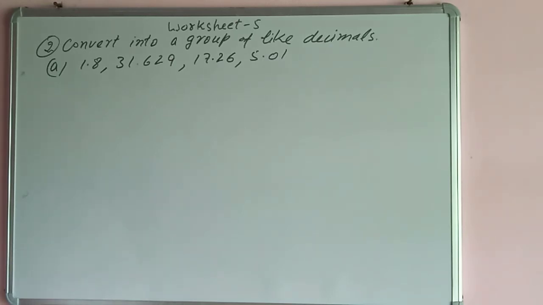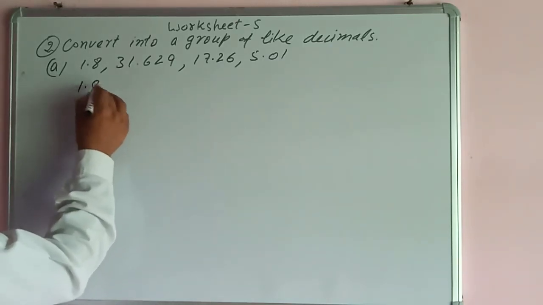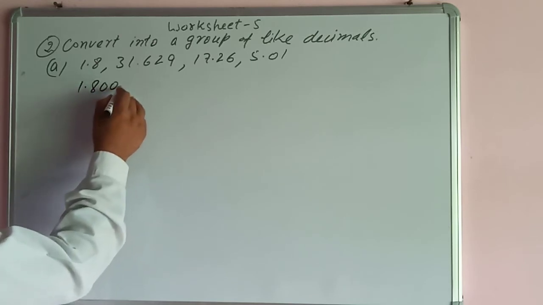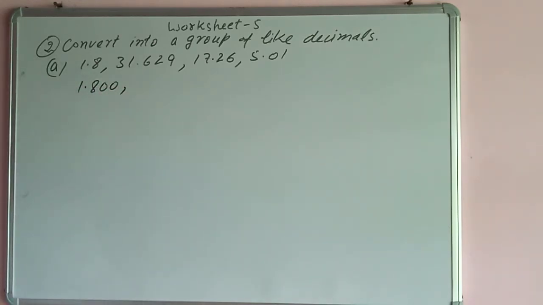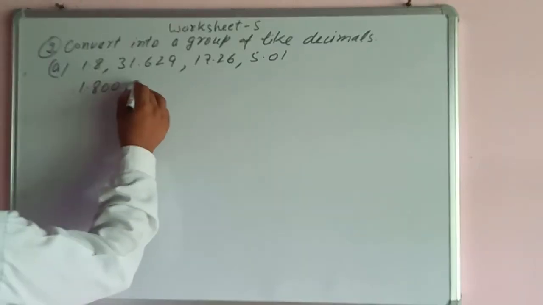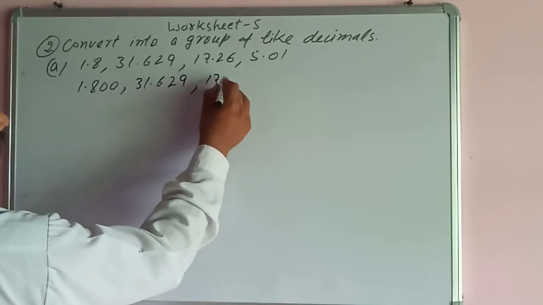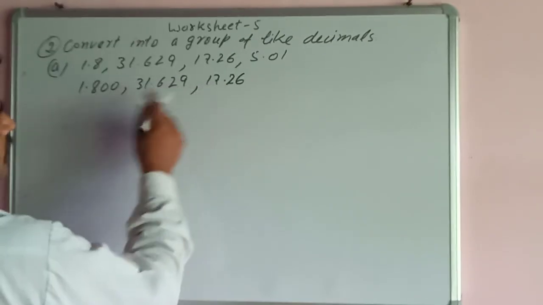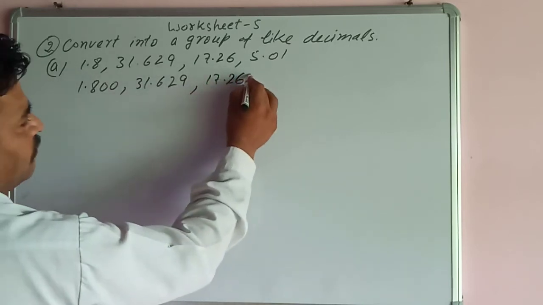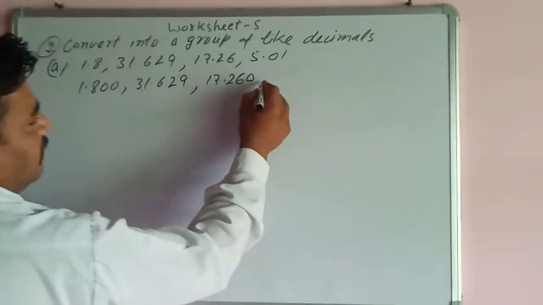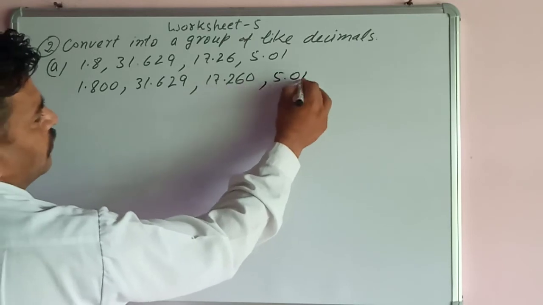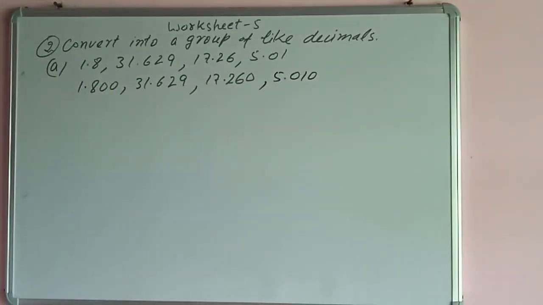So it is 1.800. We place 2 zeros on the right side. 31.629 as it is. Next 17.26, that is already given, so make 3 places in the decimal part. We place 1 zero here. And the next part is again 5.010. So to convert given unlike decimals into like, we place the required number of zeros on the right side.